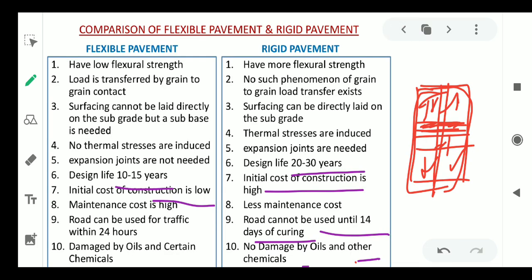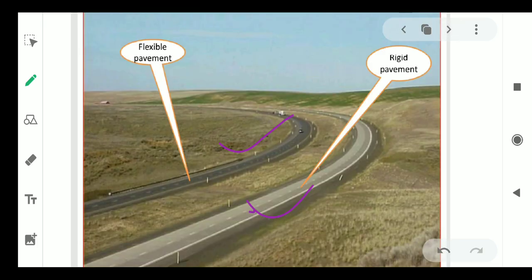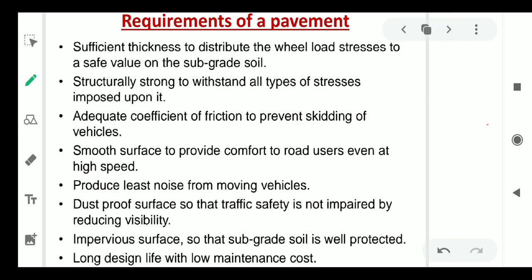So if you have to justify this point, the thickness of pavement is sufficient, so the wheel load or the vehicles that move on the road surface is distributed safely to the subgrade. So the thickness is enough, or sufficient thickness. Okay, another one: structurally strong to withstand all types of stress imposed upon it.